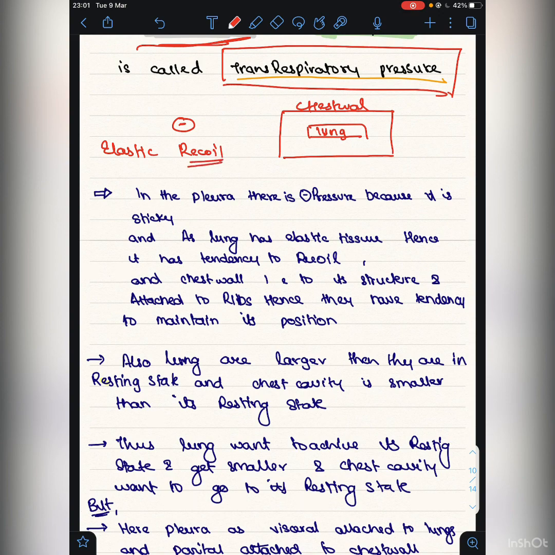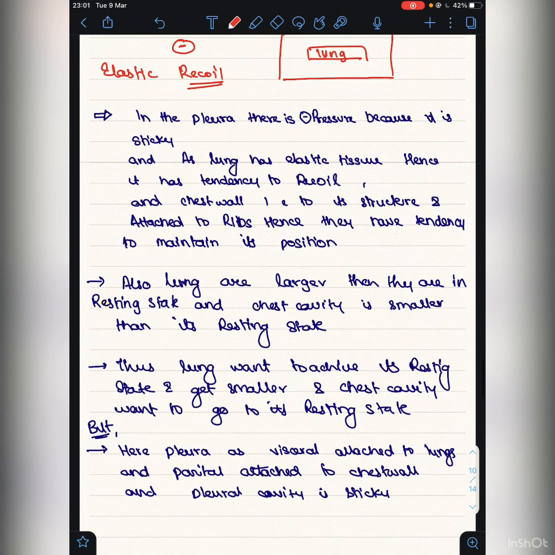in its resting state. Here I must highlight something: lungs are larger than they are in the resting stage, and the chest cavity is smaller than its resting stage. What does this statement mean? It means the chest cavity has the capacity to fully expand, but it is smaller, and the lungs try to stay in a smaller, relaxed state, but they are larger.